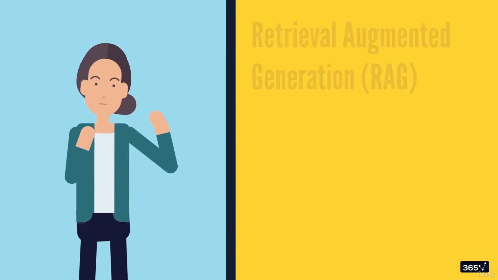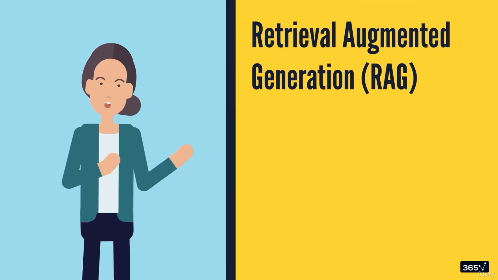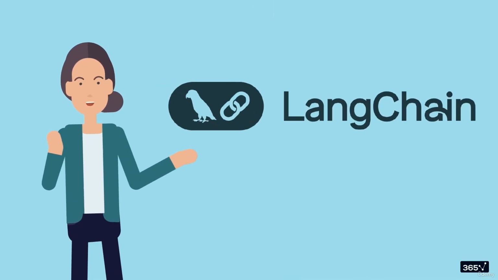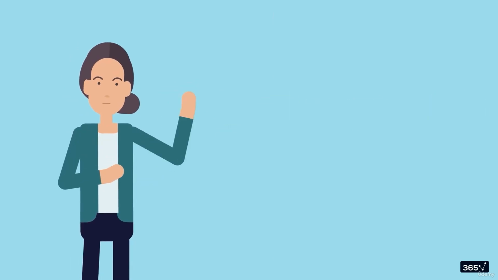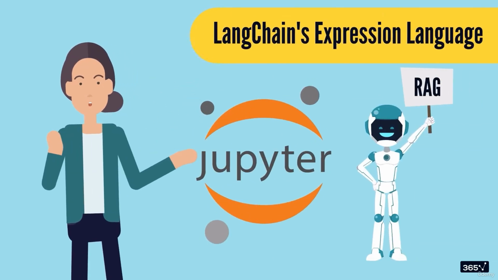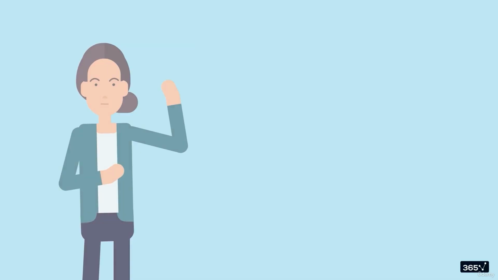All right, I'll wrap up this lesson here. What follows is a discussion of how each step of the RAG technique, indexing, retrieval, and generation, is realized in LangChain. Afterward, we'll open our Jupyter notebooks and implement a RAG-powered application using LangChain's expression language.